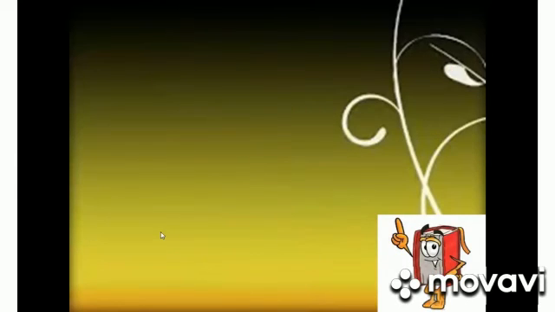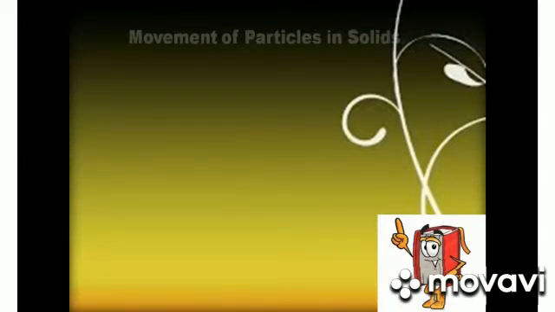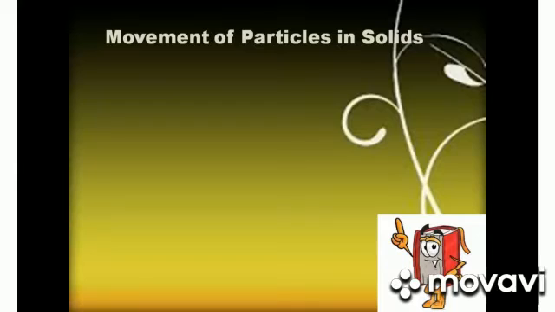Class, just look at this. First, we'll see how the particles are arranged in the solids, and that will help us to understand how molecules and particles move in solid. Okay, we'll see movement of particles in solid. If this circle represents the molecules or the particles in solid, you will see how the molecules or the particles are arranged in solids.